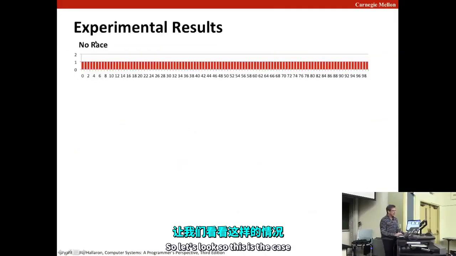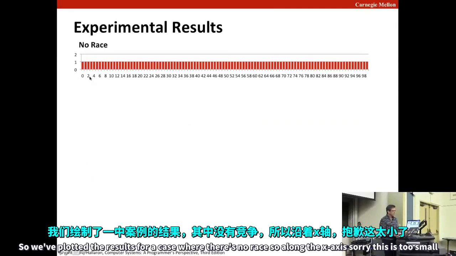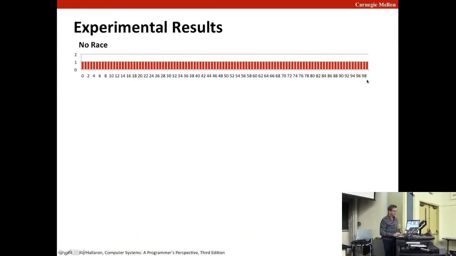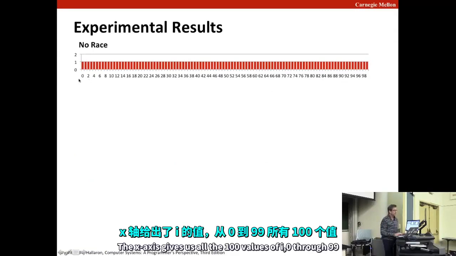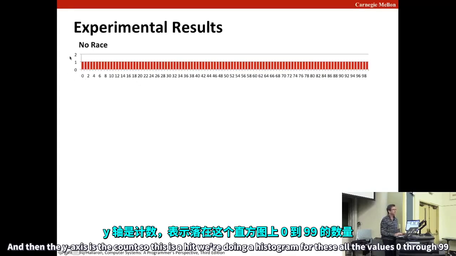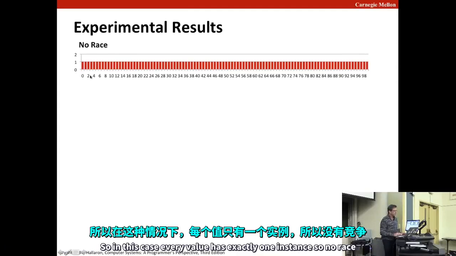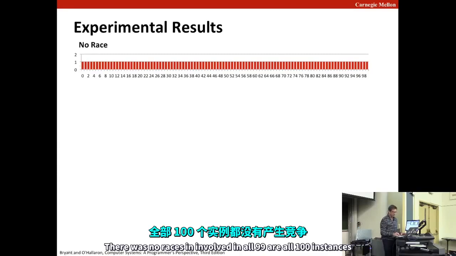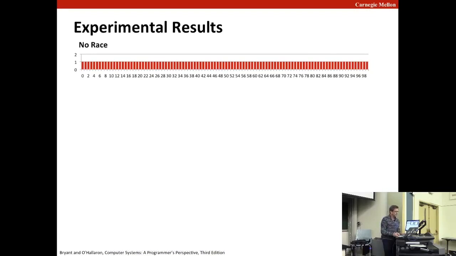So let's look. So this is the case where we've plotted the results for no race. Along the x-axis, sorry, this is too small, the x-axis gives us all the 100 values of I, 0 through 99. And then the y-axis is the count. So we're doing a histogram for all the values 0 through 99. In this case, every value has exactly one instance, so no race. There were no races involved in all 100 instances.